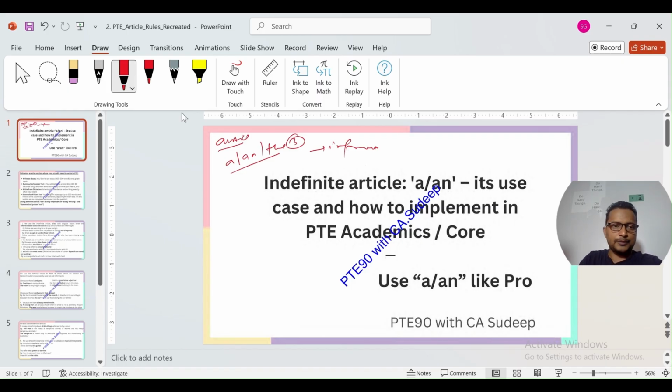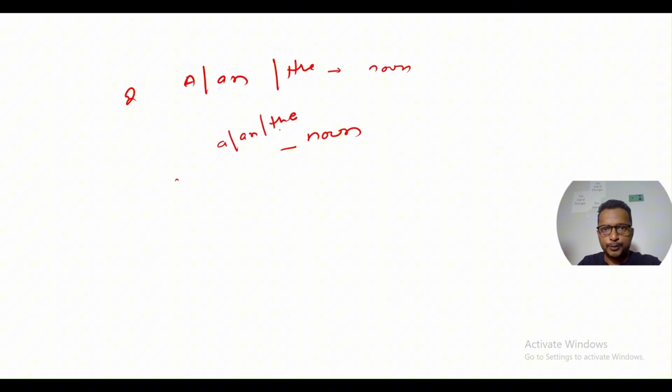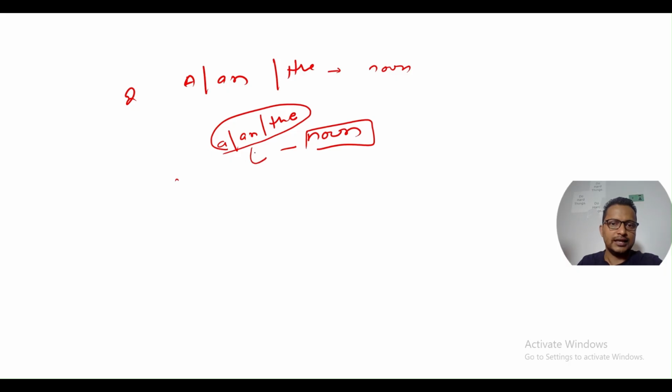So now in English grammar, let me add a new slide. In English grammar, there are two types of article. So what are articles? A, an, and the. These three words are placed in front of a noun. In front of a noun, either you need to put a, an, or the. Depending upon the type of the noun, you need to choose which article will fit here. We will learn how to choose and how to fit the articles here.